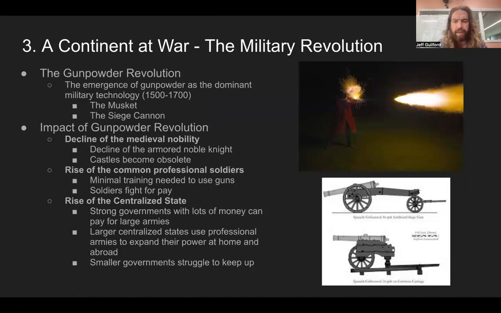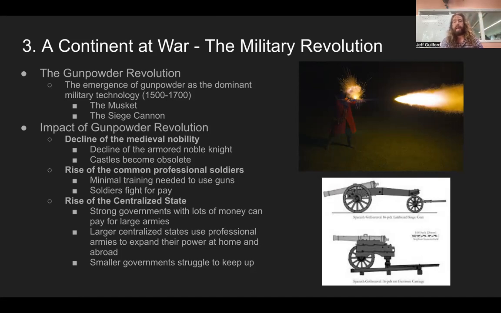Second, warfare is becoming more deadly, and some countries are advancing much more rapidly in the art of war than others. This period of rapid military change and development is called the Military Revolution. So there's a couple different things that happen during this time period that are worth paying attention to.